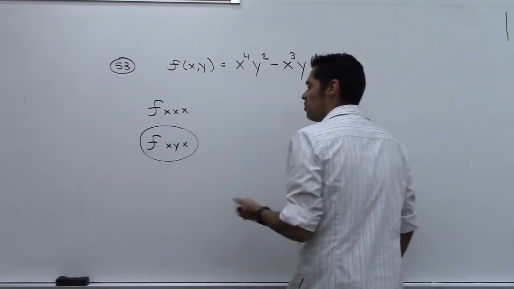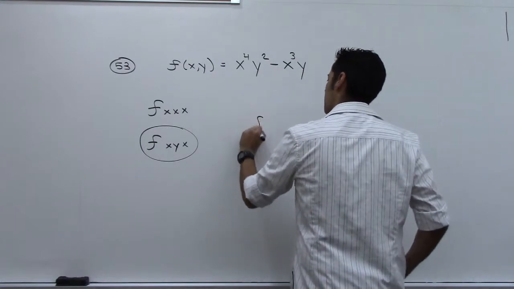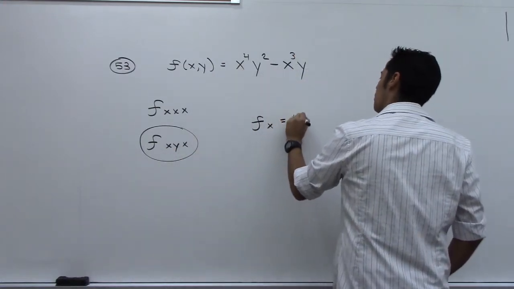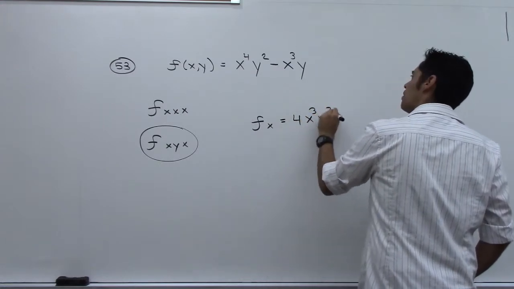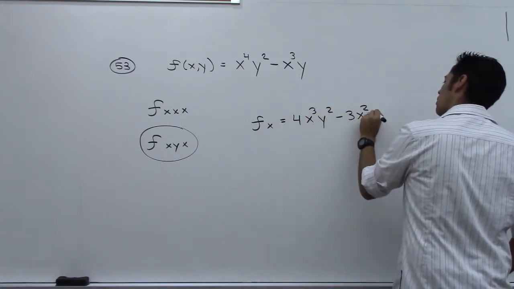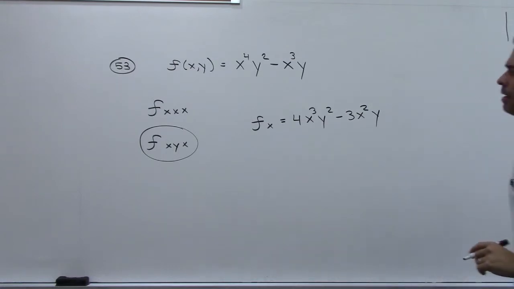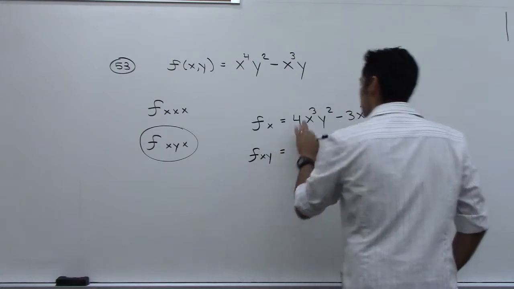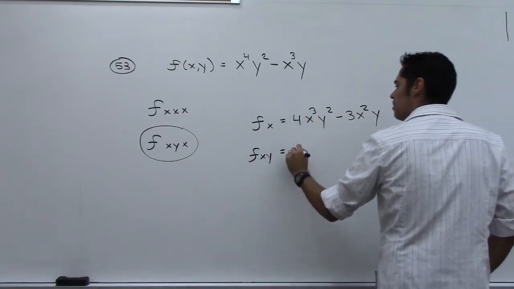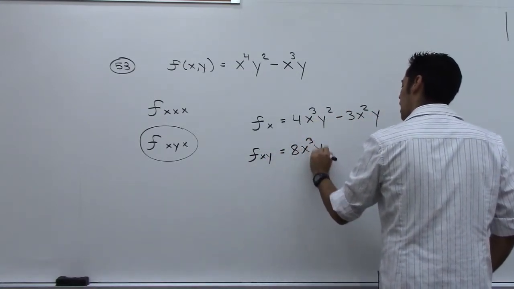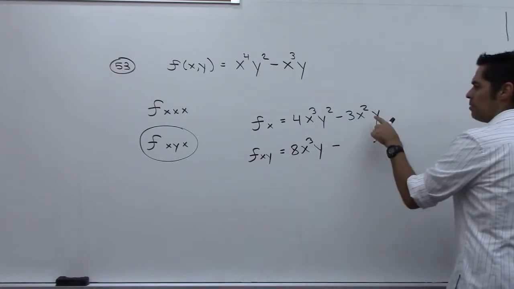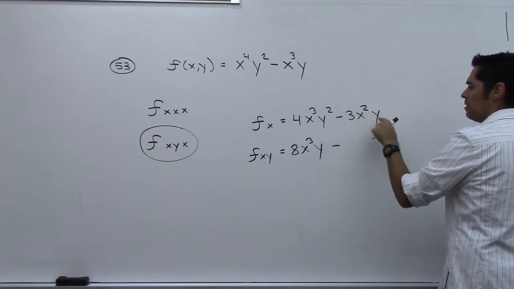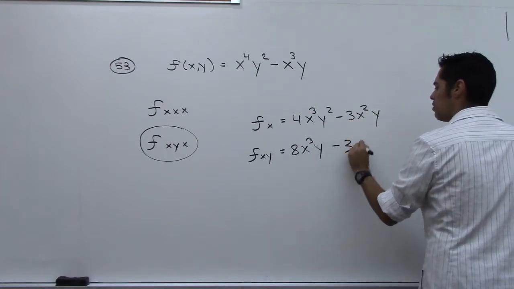So what we're going to do is first we're going to find the partial with respect to x. Okay, so we start here. Partial with respect to x here is 4x cubed y squared minus 3x squared y. And then if we do the partial of that with respect to y here, 2 comes out, so we'll get 8x cubed y minus, with respect to y here, this right here is our variable, so that's a constant. Derivative of y is 1, so we just get negative 3x squared.